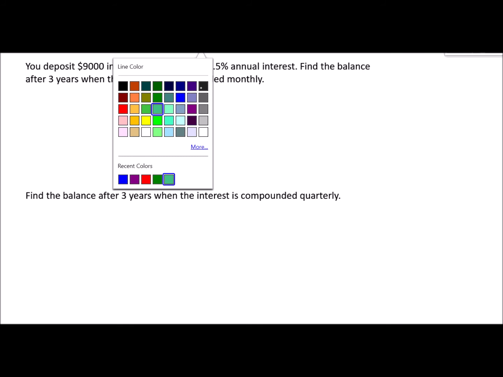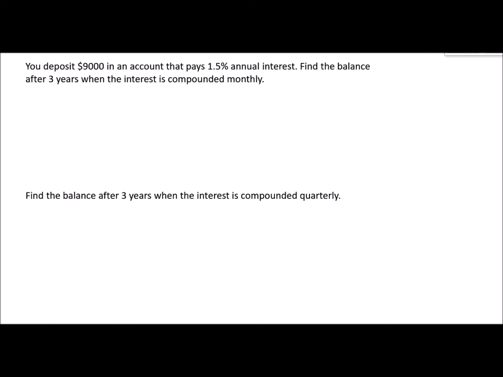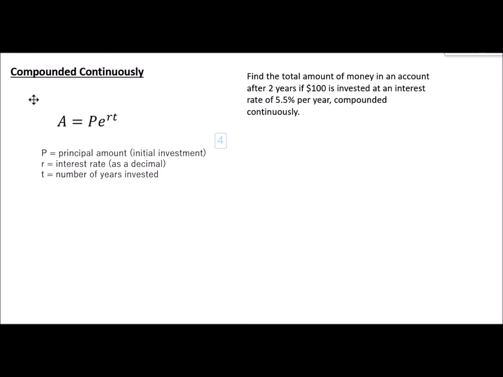Okay, reading through the problem, looking for our key pieces. We need a beginning amount, so that's the number that's here. The percentage means our R. Find the balance after 3 years, there's a T. When the interest is compounded monthly. Okay, our numbers then.